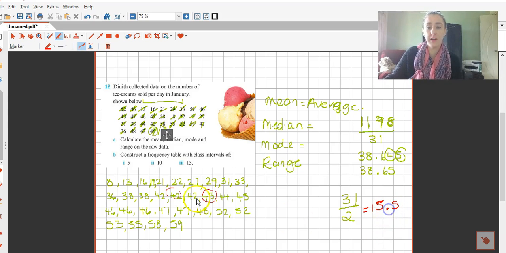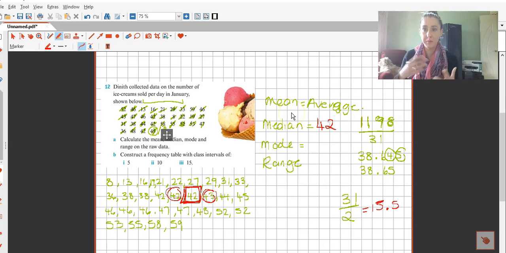So what I've done is I've counted forward 15 from my start, which gives me 42, and counted back 15 from my end is the 43. And as you can see, I'm left with this one number in the middle. So I've got 15 data points on each side. So 42 is my median. And as you can see, it's in a similar area as my average, which makes me believe that that is a correct point and that I've calculated my average correctly.